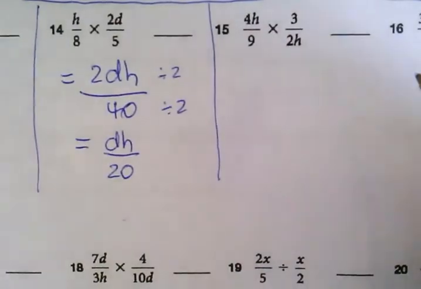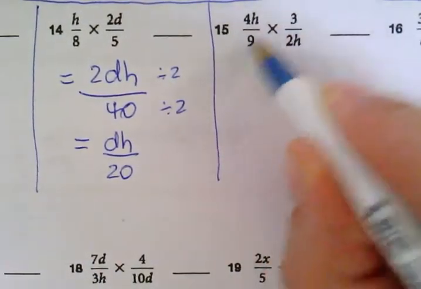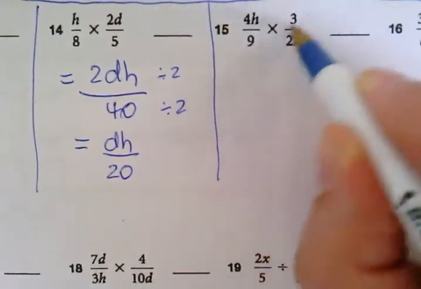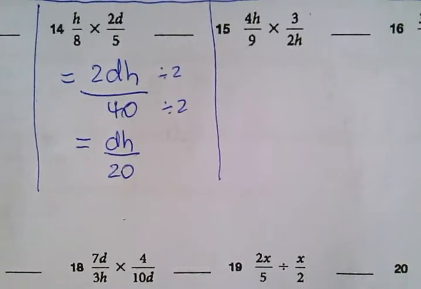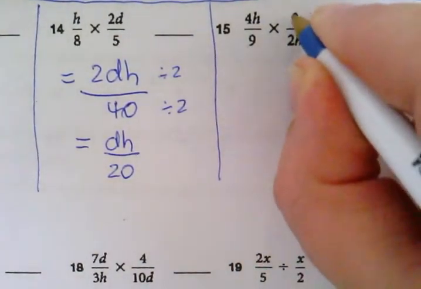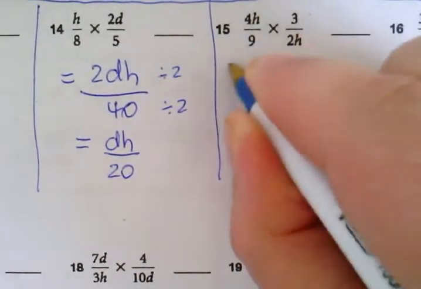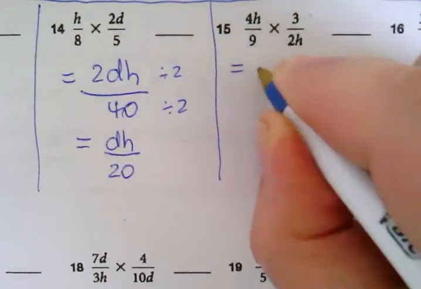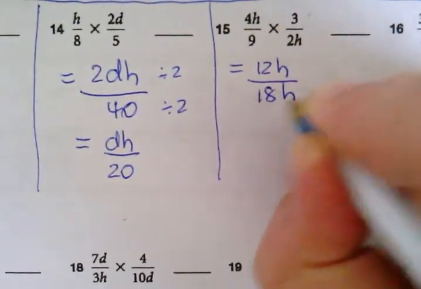All right, ladies, the next one. Can you see how we cancel or no? For those that want to cancel, do you want me to do it both ways? I'm going to do it both ways. I'm just going to do the multiplying method first. So multiplying method, 4h times 3 is 12h over 9 times 2h is 18h.